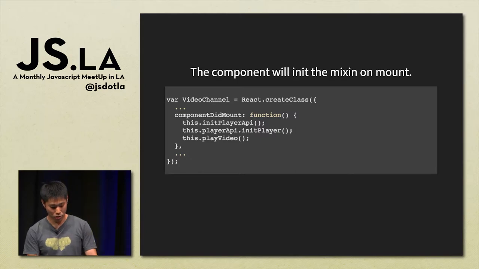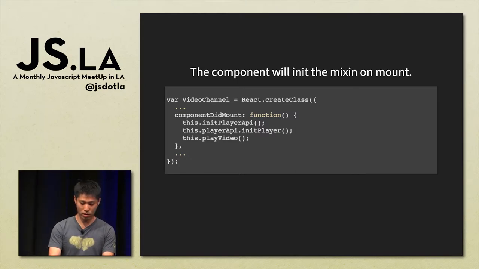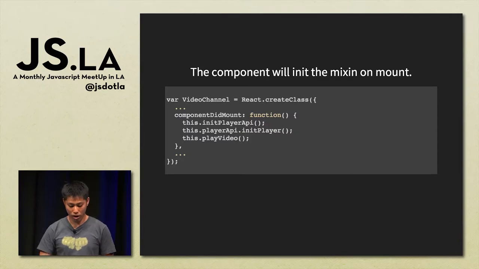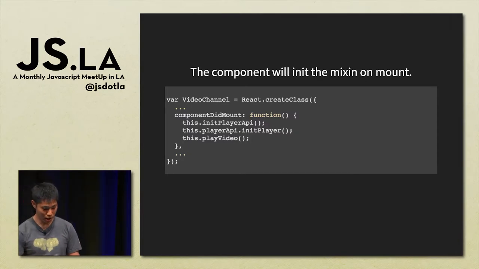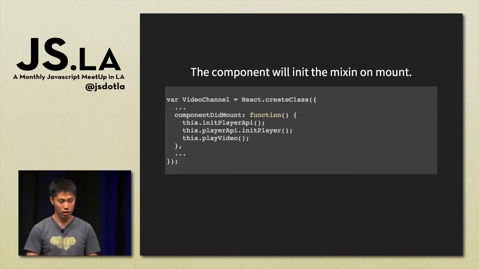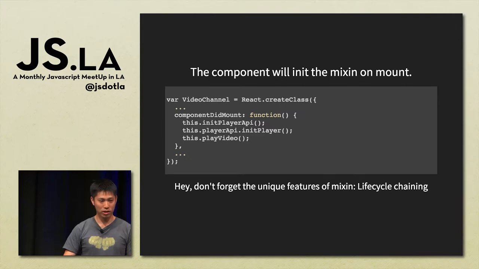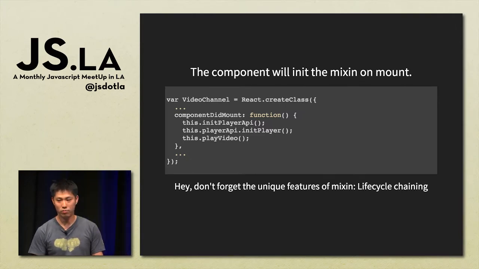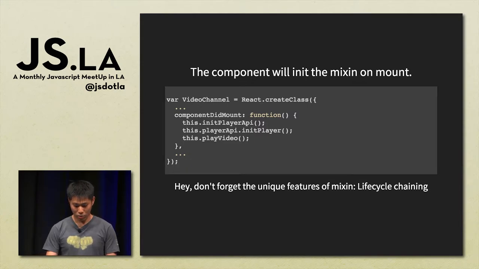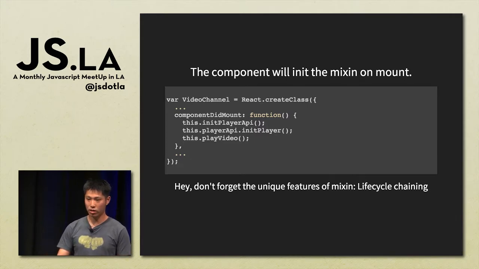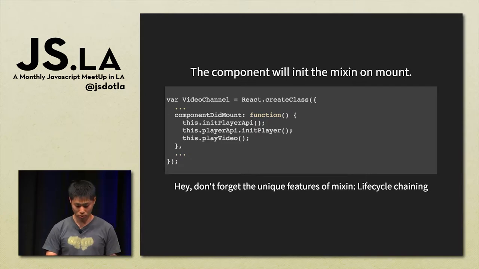So what would it look like when I have that in the component? In the demand, I would init the mixin first so that I can call the player API to init the player, and then I play the video. Sounds like a lot of code, right? I need to init the mixin first and then init the player and then play video. It's probably not good. But let's not forget one awesome feature of mixin. In the mixin, React will do the lifecycle chaining for you, which means that you can define the method inside the mixin, and React will automatically execute it for you.